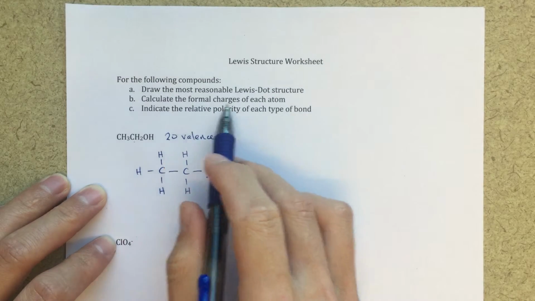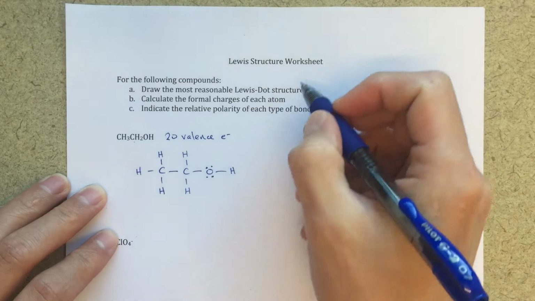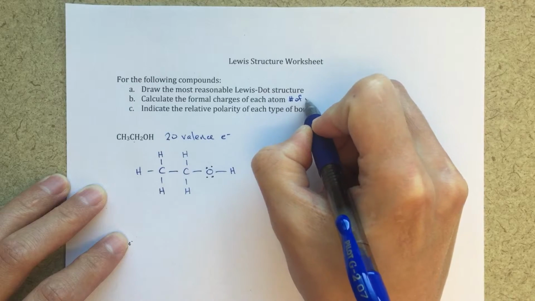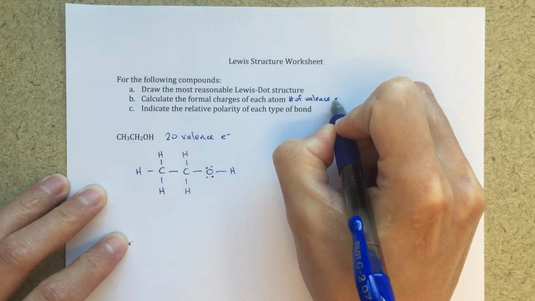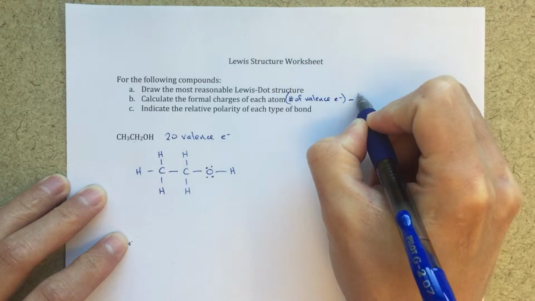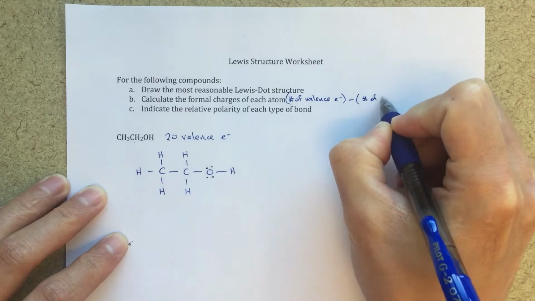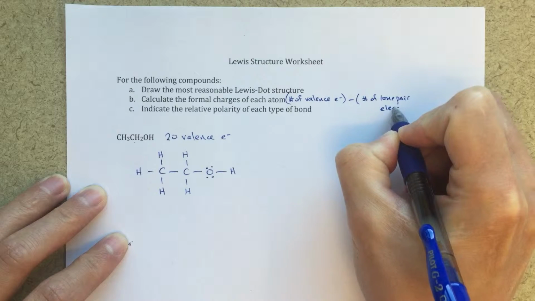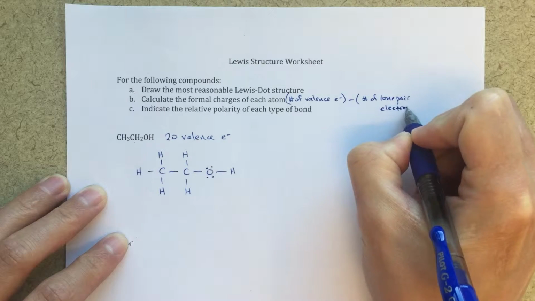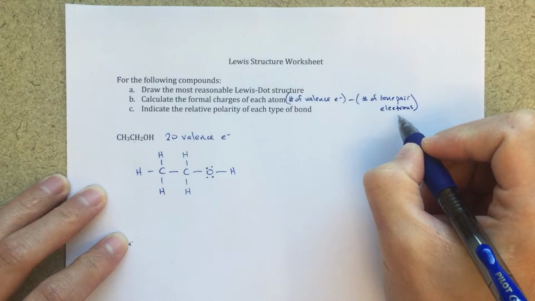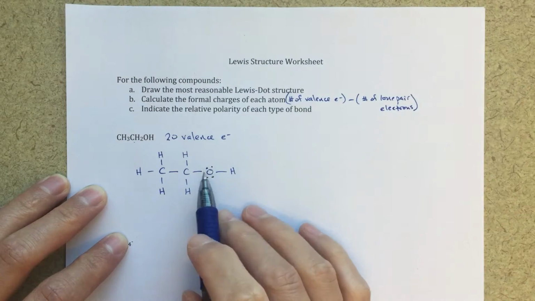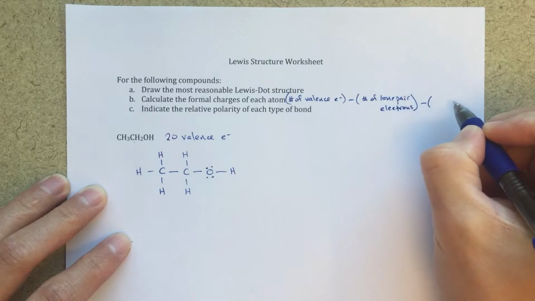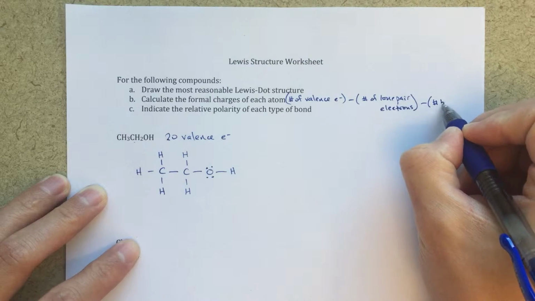The next thing I want to do is calculate the formal charges. And the way that we calculate that is the number of valence electrons minus the number of lone pair electrons, not the number of lone pairs, the number of lone pair electrons. So if I've got 2 lone pairs, that would be 4 lone pair electrons. And then minus the number of bonds.